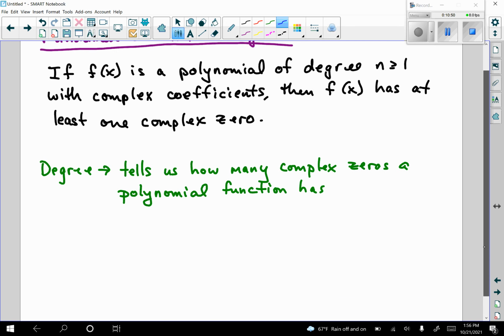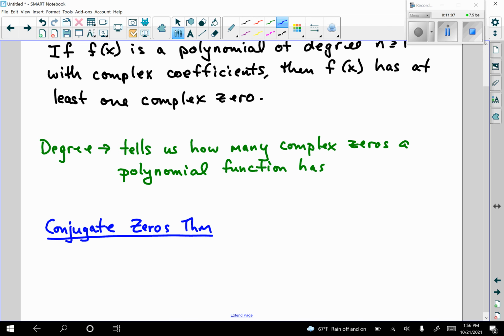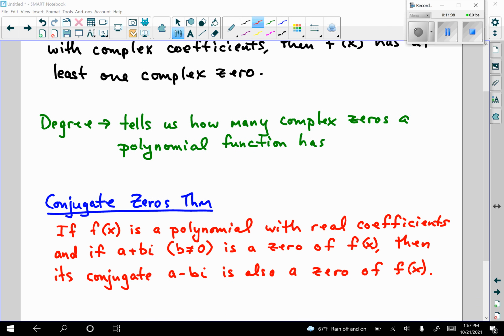And it's really this next theorem that we're going to use quite a bit. It's called the conjugate zeros theorem. So this theorem says if f of x is a polynomial with real coefficients, and if a plus bi, so that's a complex number, just as long as b isn't equal to 0, is a 0 of f of x, then its conjugate a minus bi is also a 0 of f of x.